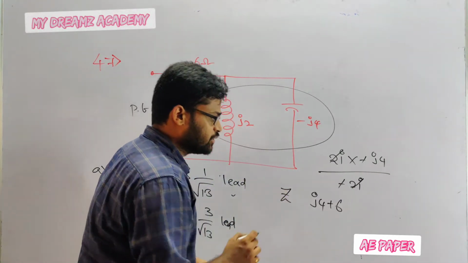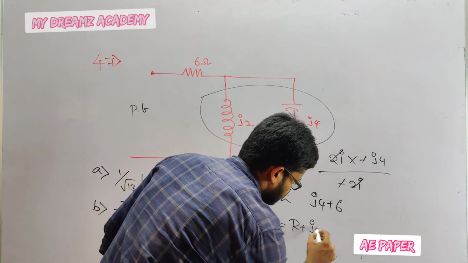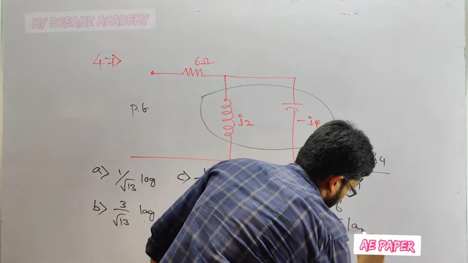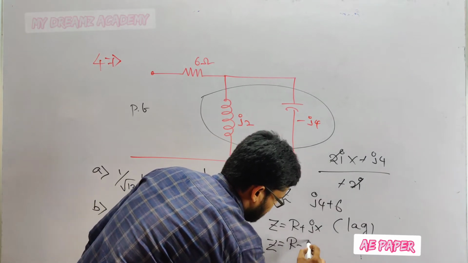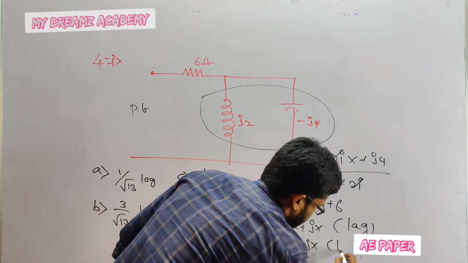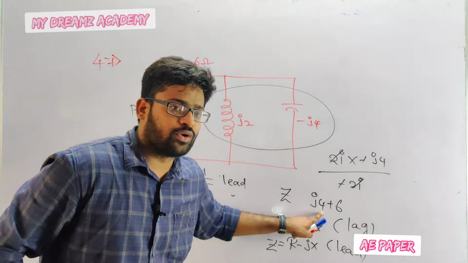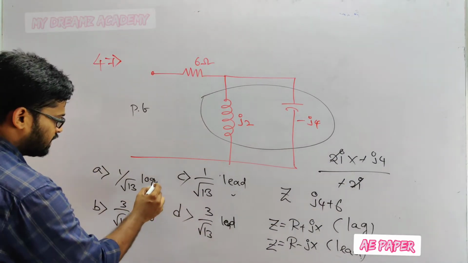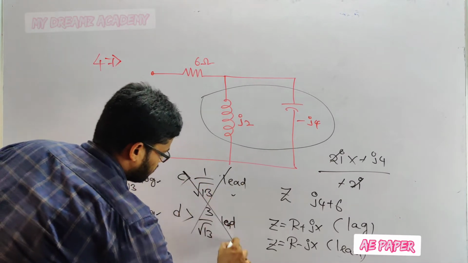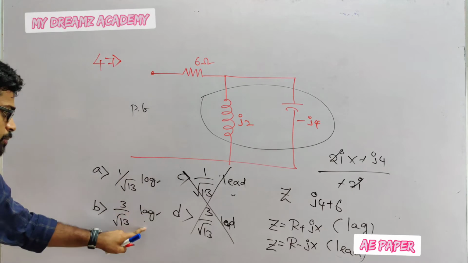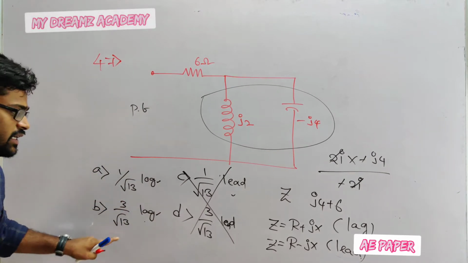If the z value is like this, R plus jX, this is lagging power factor. If the z value is R minus jX, this is leading power factor. So 6 plus j4 is a lagging power factor; leading power factor is wrong, only lagging power factor. Now we have to see whether 1 by root 13 is correct or 3 by root 13 is correct.